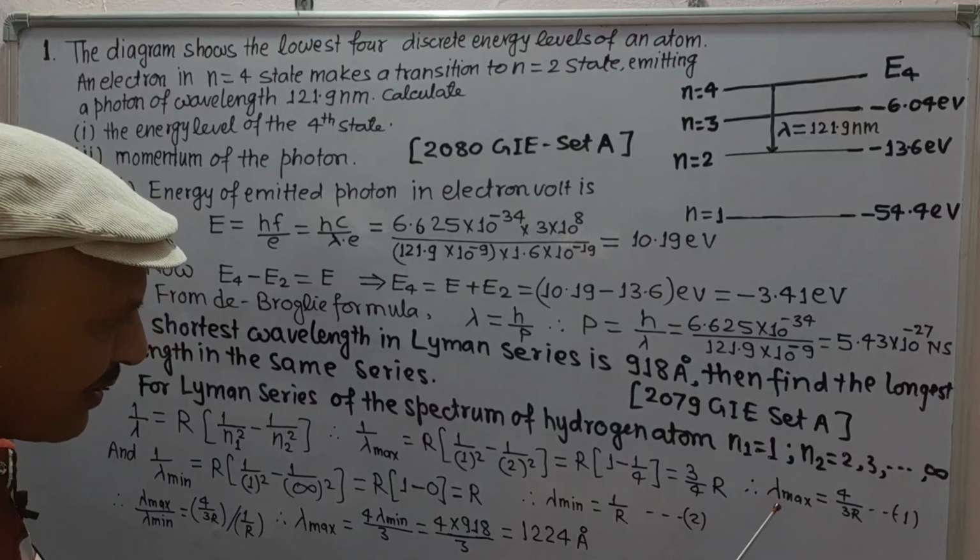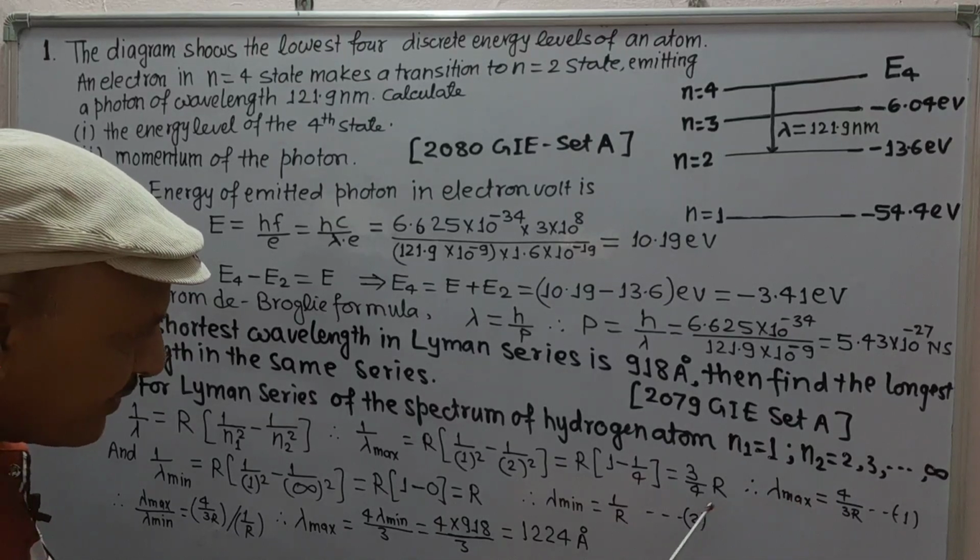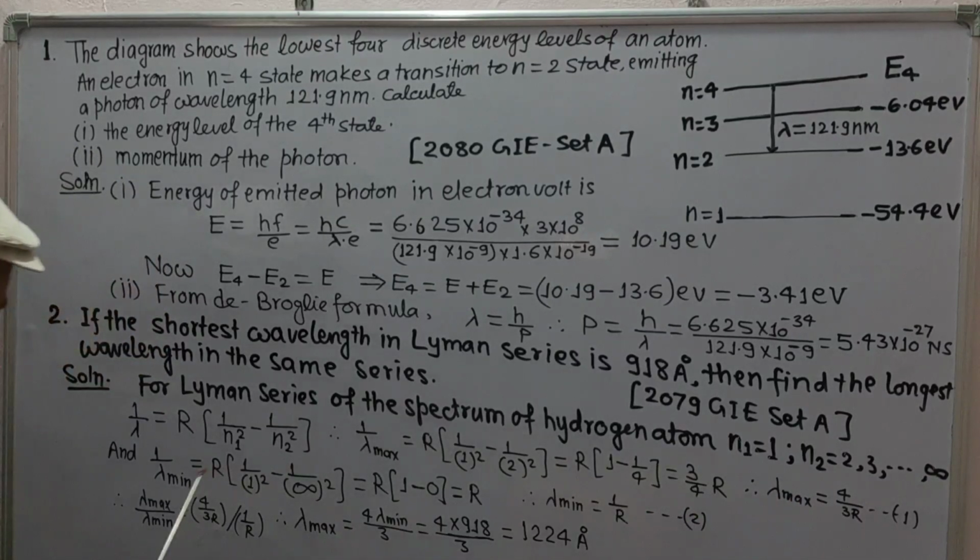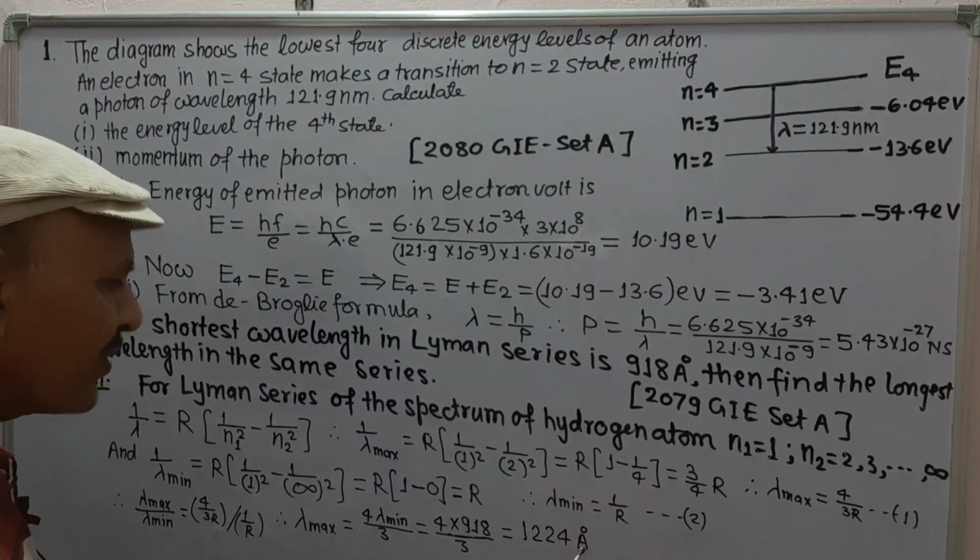Equation 1 upon equation 2 gives lambda maximum upon lambda minimum as 4 by 3R upon 1 by R, R cancels out, and we get lambda max upon lambda min as 4 by 3. Lambda minimum has value 918 angstrom. So we get lambda max as 1224 angstrom.